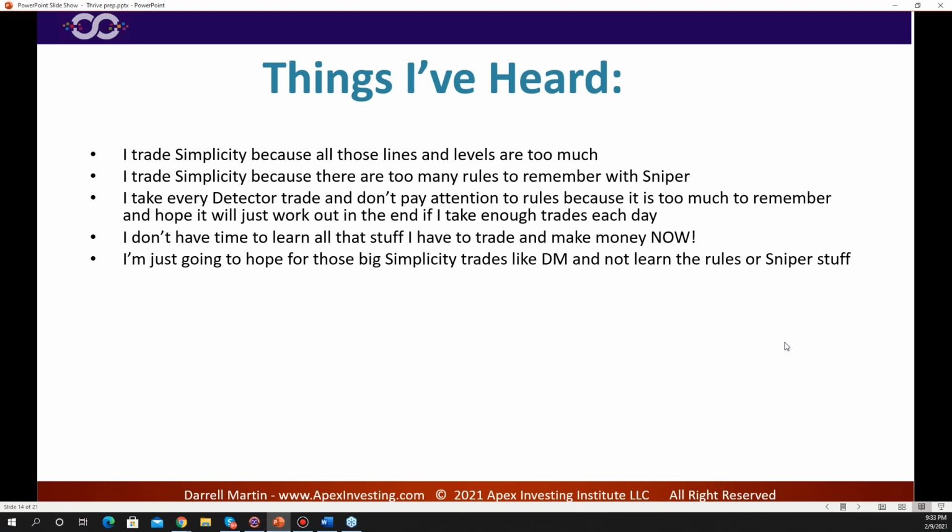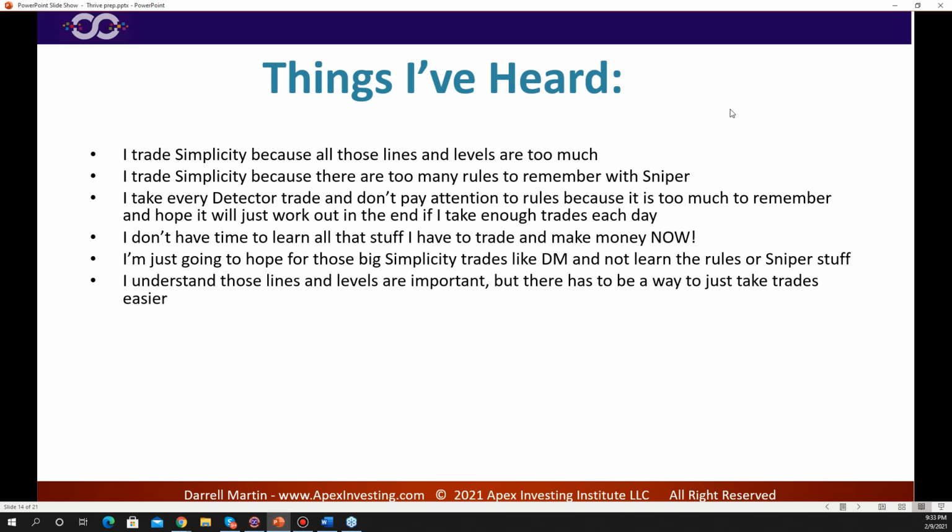I don't have time. I hear this one all the time. I think the numbers and the odds and the probabilities will work out if I just trade every Sniper Simplicity trade, and then maybe I'll catch some of those big ones like Daryl. And then it'll all equal out in the end. So I'll win, I'll lose, win, lose, win. Ooh, and then win big. Can you mentally handle that? Okay.